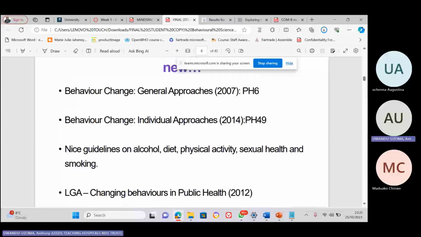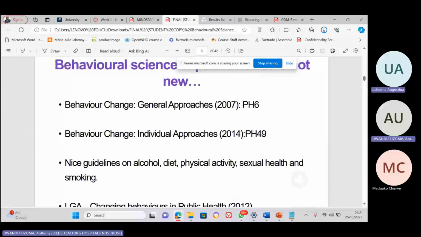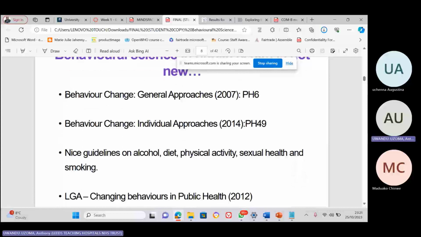So now I saw this slide that doesn't make sense. I don't understand. What is this man talking about here? Behavior change, general approaches, 2007. Is that PH6? So I don't know. PHCs. So what's the meaning of PH6? I don't know even. Good. Don't worry. Calm down. I'm teaching you how to. That's why you paid for mentorship.